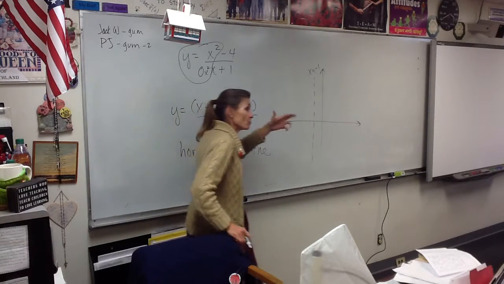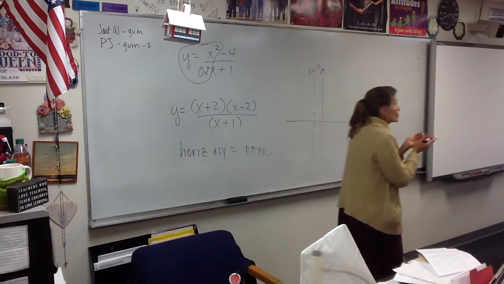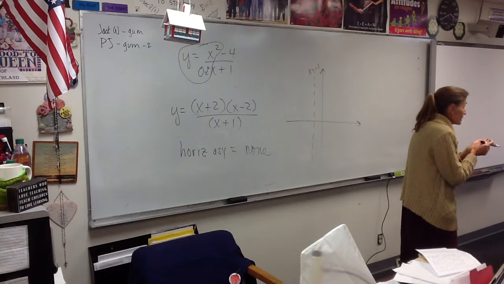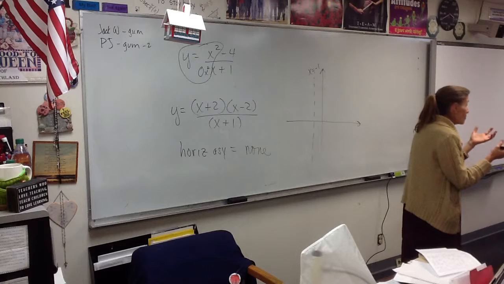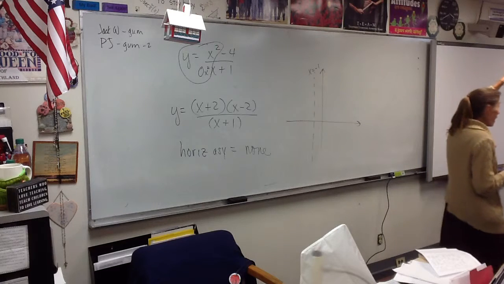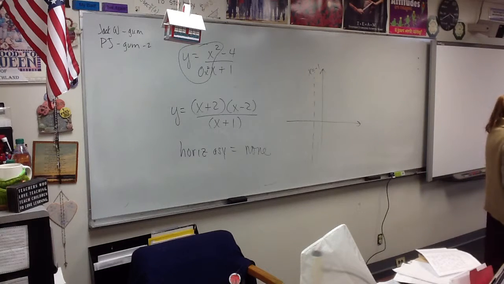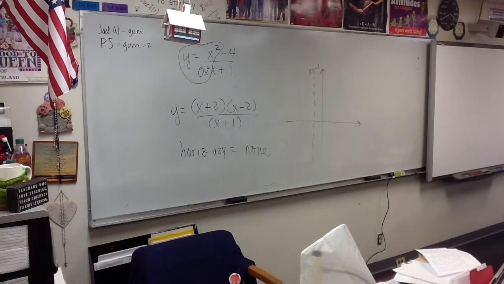So let's back up a minute and recap. If the powers don't match, then you're going to have to put a 0 in, right? So if you have to put the 0 in on top, then the asymptote is 0. But if you have to put the 0 in on the bottom, then there is no asymptote. Okay? All right, let's get out our note sheets then.